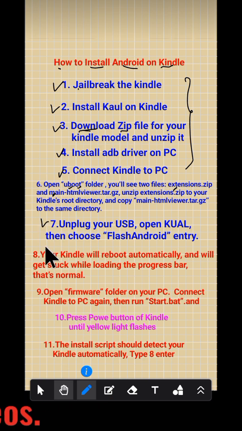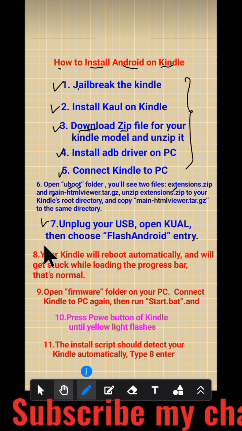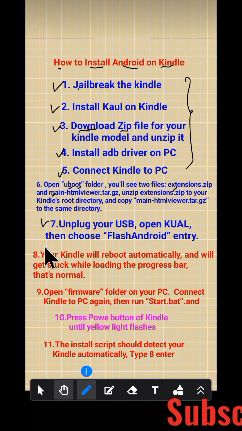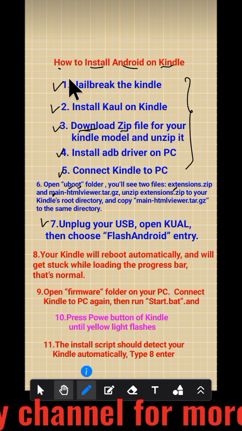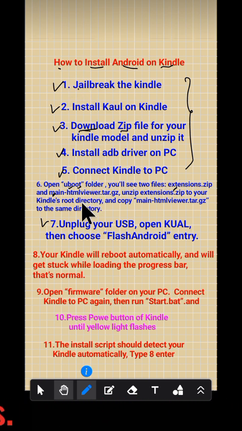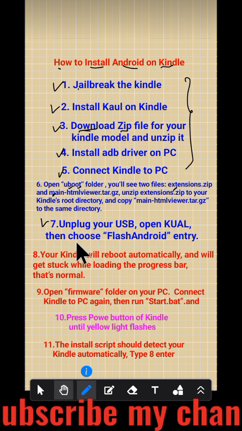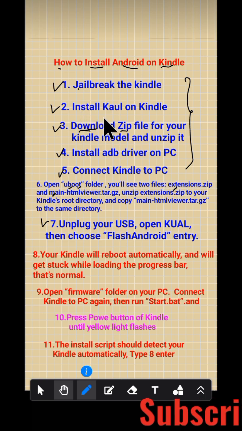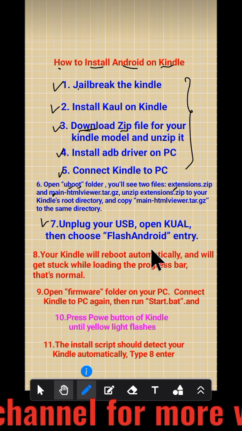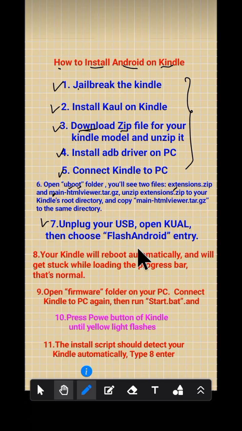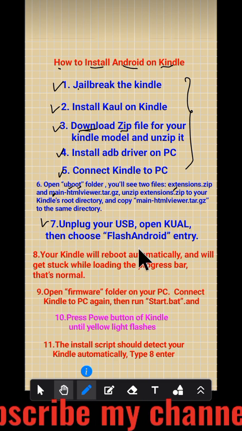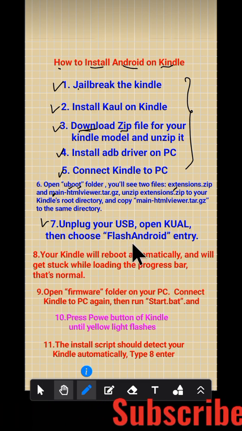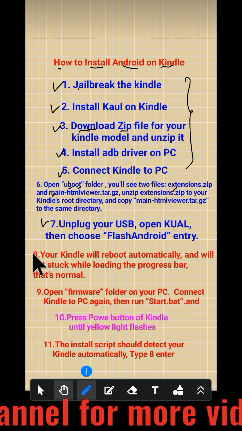The seventh process is that you unplug your USB, open Cowl, and choose the Flash Android entry. So when you do this, after copy and paste of the extension and HTML viewer, you are supposed to unplug the USB, and then, as you have already installed Cowl, you will open Cowl, and you will be able to find the Flash Android entry on Cowl. Okay, so you are supposed to just choose Flash Android. Then what will happen, let us see.